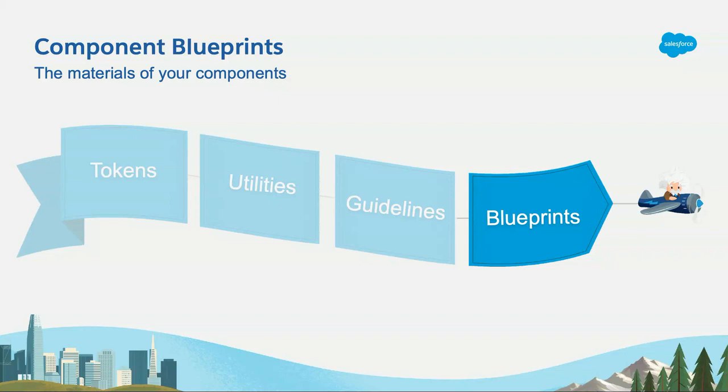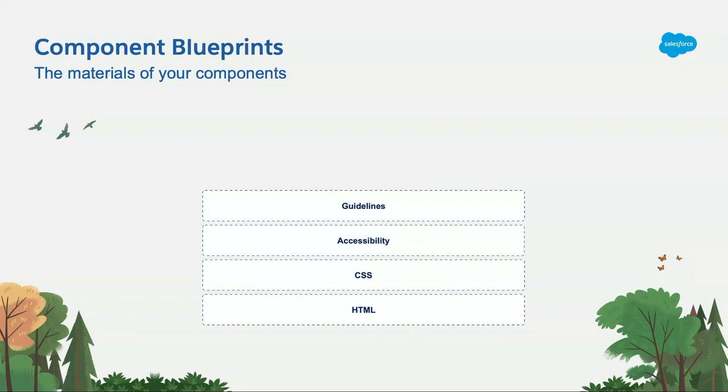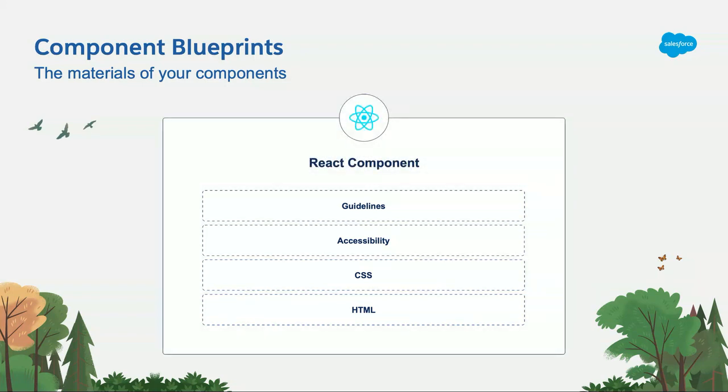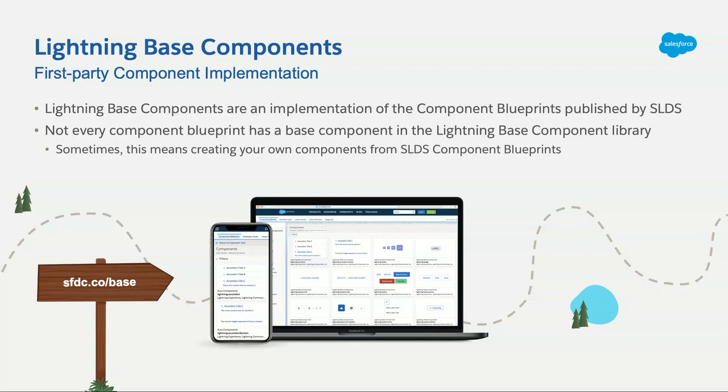And last but not least, component blueprints. Component blueprints are sets of robust user interface elements that we use to construct our components and experiences. A component is comprised of semantic HTML, CSS, accessibility, and guidelines. Now, components are key to what I mentioned earlier, that SLDS is implementation agnostic. If you wanted to implement these blueprints in React, you can, not a problem. But you can also use an out-of-the-box solution that already exists today. It just so happens that out-of-the-box solution is called Lightning base components. And we will be focusing on that heavily today.